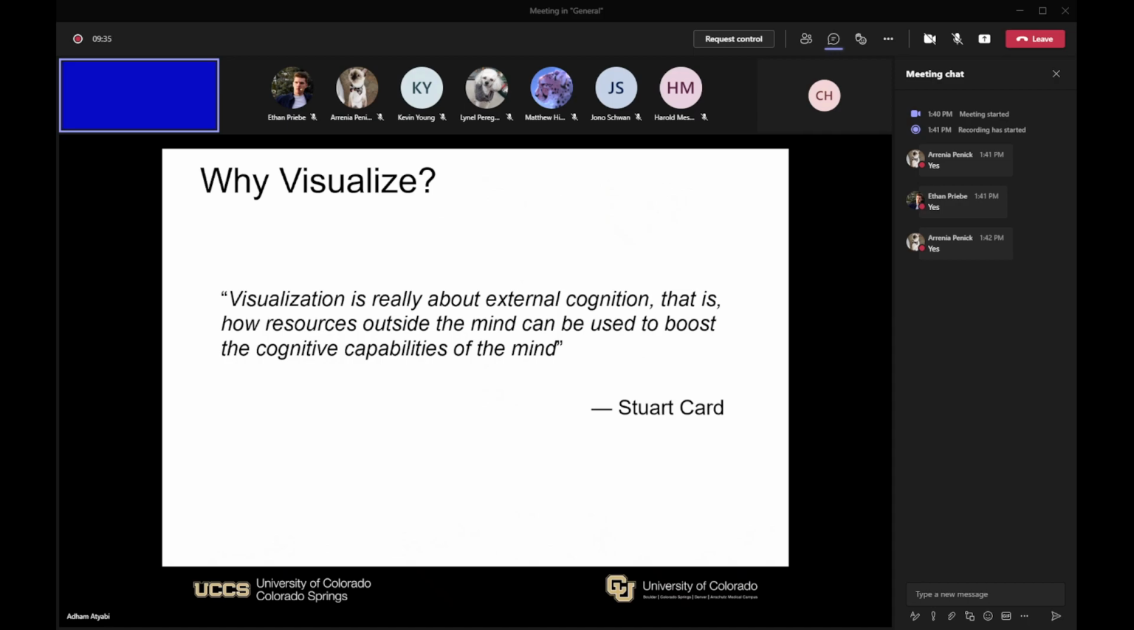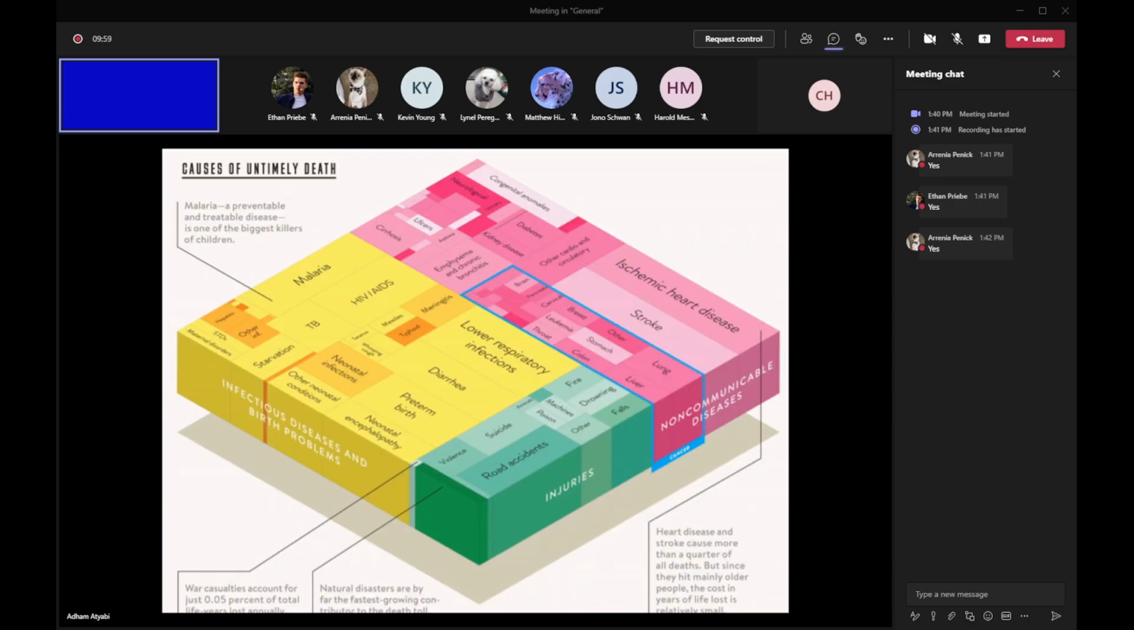We've got this famous passage from Stuart Card, who said that visualization is really about external cognition. That is, how resources outside the mind can be used to boost the cognitive capabilities of the mind. Now, with that being said, I'm going to look at 2 examples and see how you feel about this visualization.